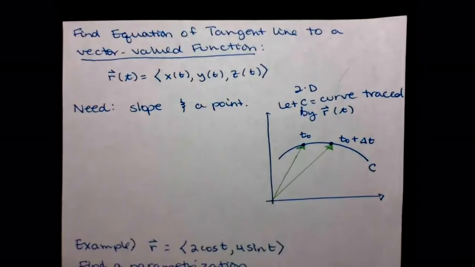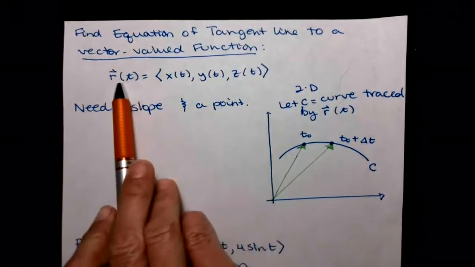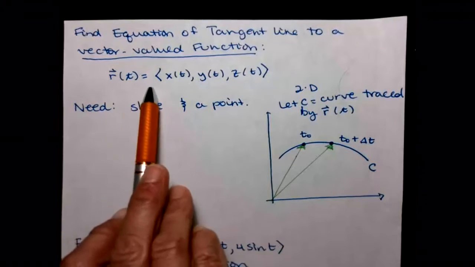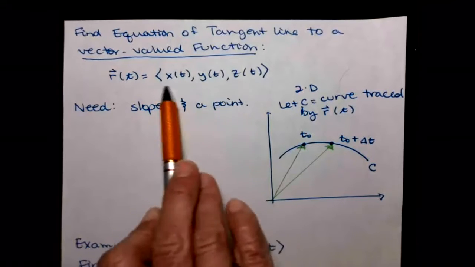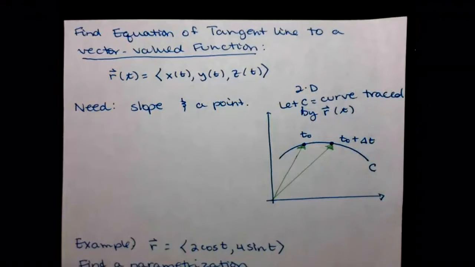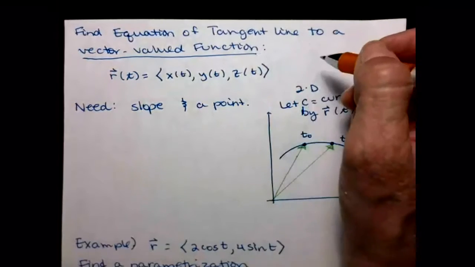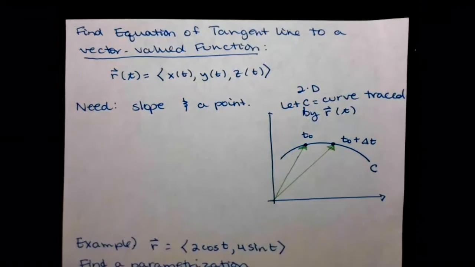So I want to show you now how to find the equation of a tangent line if you have a vector-valued function. Remember, a vector-valued function is usually r of t, and it's going to have an x of t, y of t, and z of t component, so they're each defined independently. For a tangent line, we always need a slope and a point. So let's think about how we might find those for a vector-valued function.